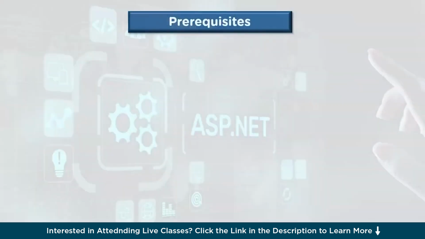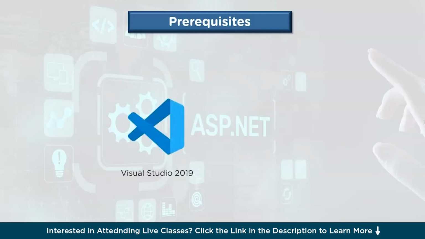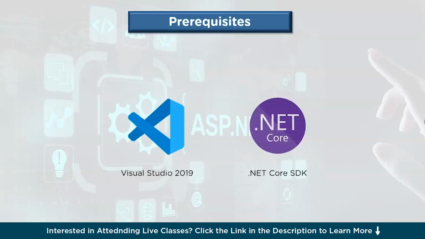So we'll first look at the prerequisites. First, we need to install the required software and set up the system for ASP.NET Core development. First, we need an editor, maybe Visual Studio, Sublime, Atom, or any other, but I would recommend going with Visual Studio 2019. Next, we need the .NET Core SDK, software development kit. So let's go to the browser and install this.